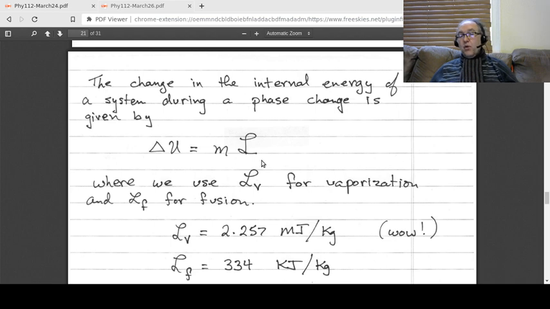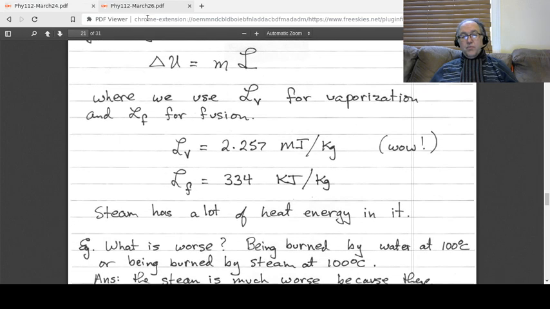Now, I didn't put a V or an F there because this works for both vaporization or fusion, but the numbers are different. The latent heat of vaporization for water is 2.27 megajoules per kilogram, and the latent heat of fusion for water is 334 kilojoules per kilogram. Notice there's no per degree Celsius because the temperature remains 0 degrees for the fusion and 100 degrees for the vaporization. All right.